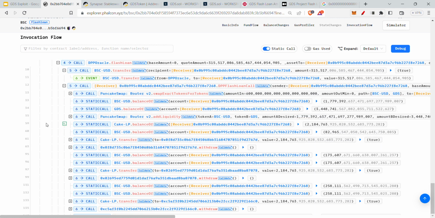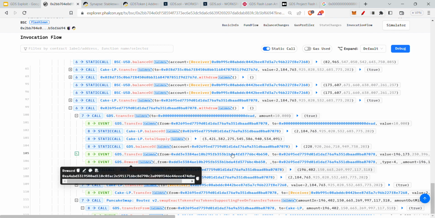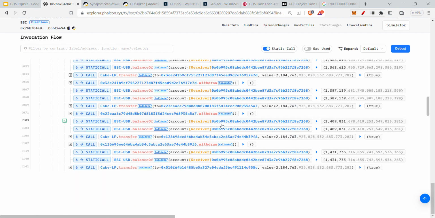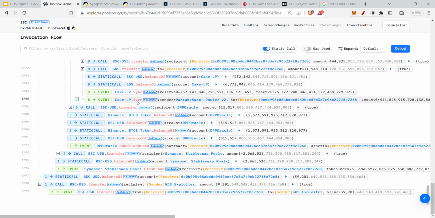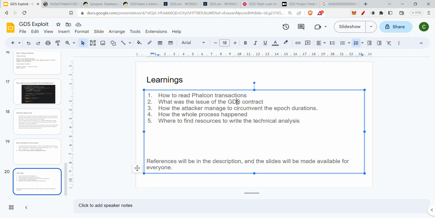And then this repetition starts. It created many contracts. All the contracts do the same thing, which has a withdraw function that calls the deposit function in the GDS contract. And then the withdraw function calls the GDS function in the contract, gets the reward, swaps the reward to USD, and continues. At the end, he removes the liquidity, pays back the flash loan, and keeps his earnings. So we know how to read Phalcon transactions.